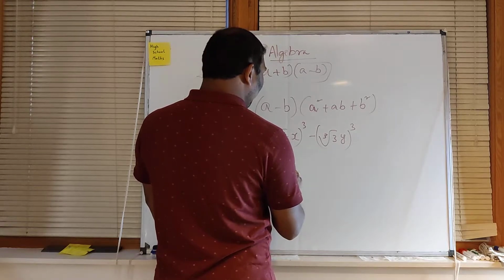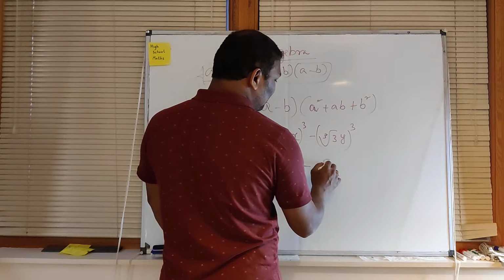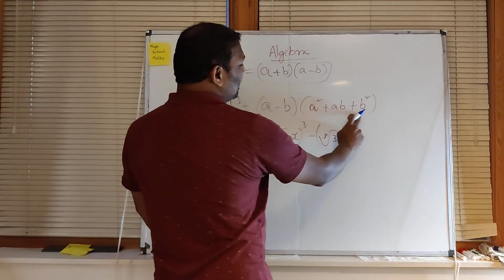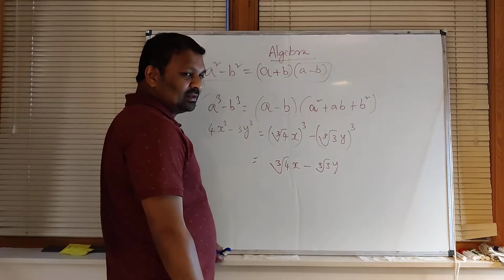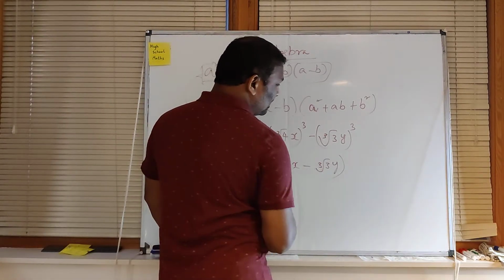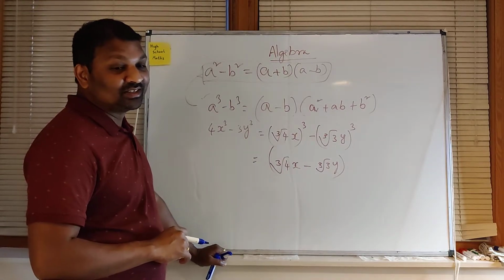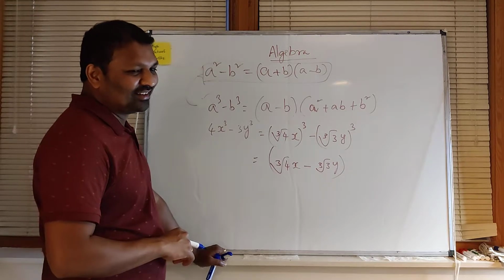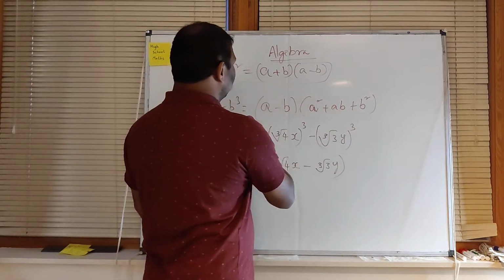A minus b. No, it's plus. What is the a cube minus b cube formula? It's better you verify this formula. If we don't know it, how will you do it? To verify it, there is a mechanism: you just multiply this one and you will get this one.